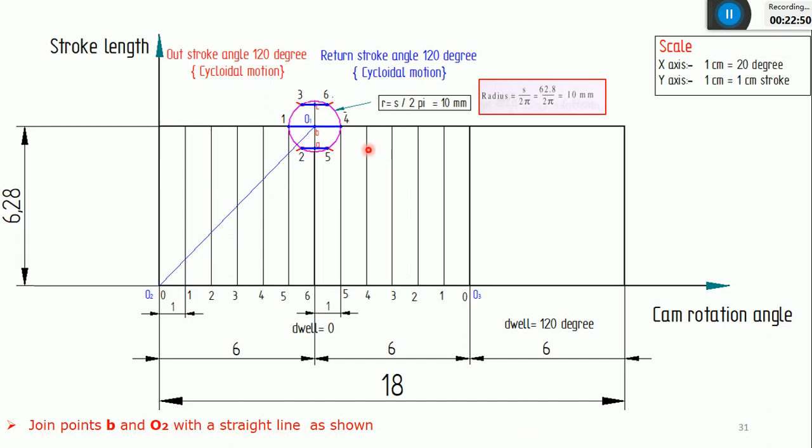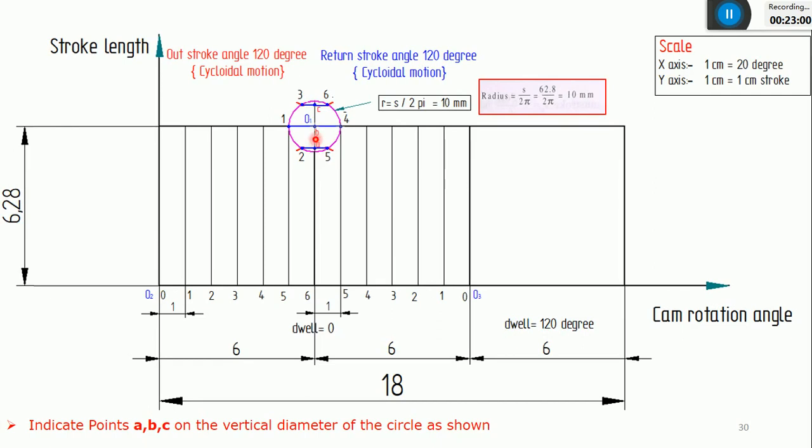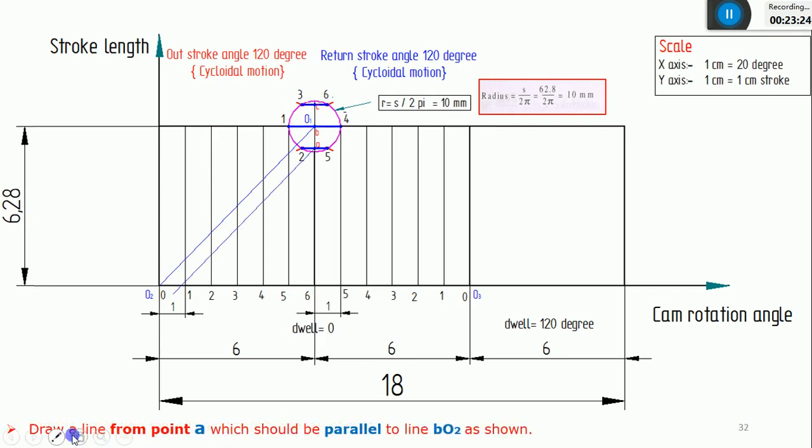So I'll explain once again. So from this point, now I got these 3 reference points, that is A, B, C. From these 3 reference points, I'll draw the diagonals or inclined lines such that first from this point B, I'll join O2. So it's like a diagonal in a downward direction. And similarly from point A, I'll draw one more line such that it will be parallel to this previous line, that is BO2. You can see, draw a line from point A which should be parallel to BO2.